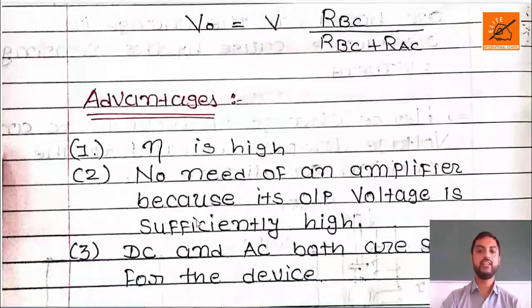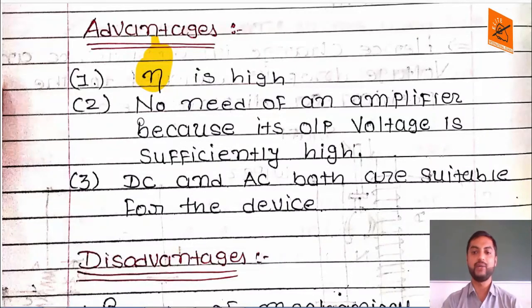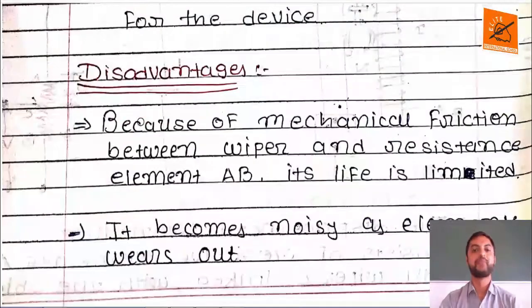Now let's see the advantages of the resistive position transducer. First one is efficiency. Efficiency of this transducer is high. Second, no need of an amplifier because the output voltage is sufficiently high. Third, you can use both AC and DC power supply.